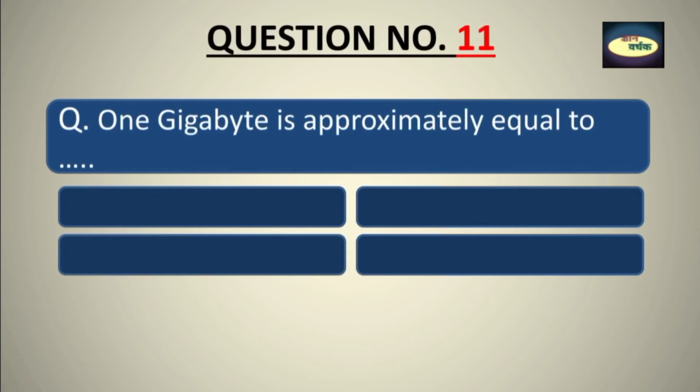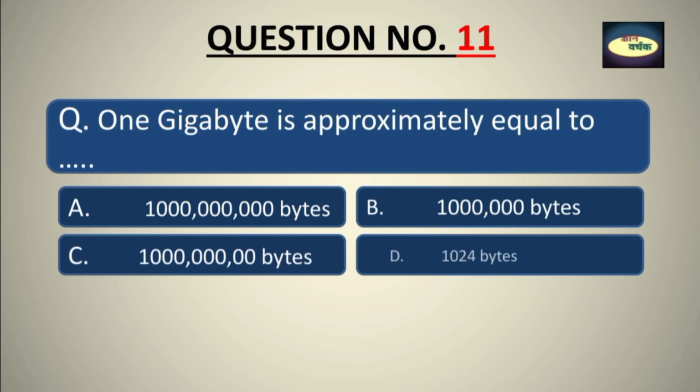1 gigabyte is approximately equal to A. 1000 million bytes. B. 1 million bytes. C. 100 million bytes. D. 1024 bytes. The answer is option A, 1000 million bytes.